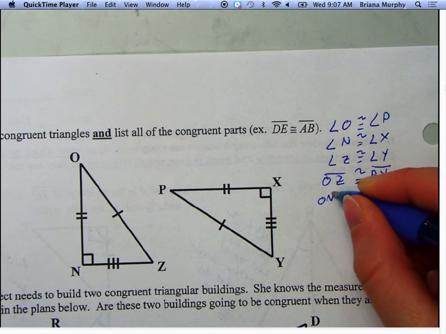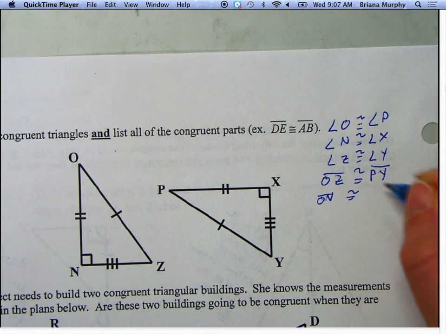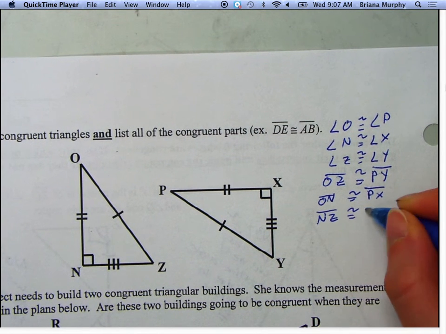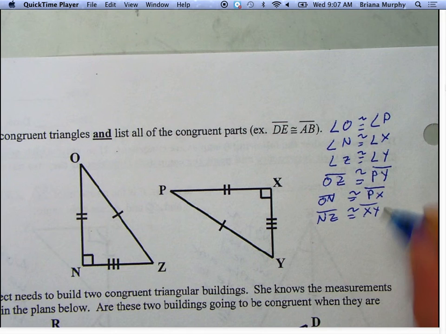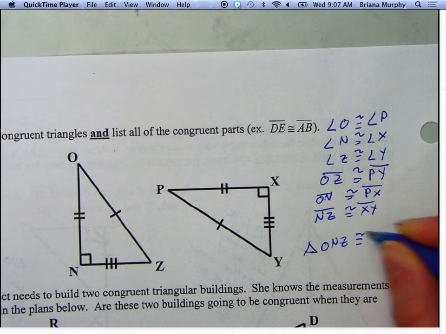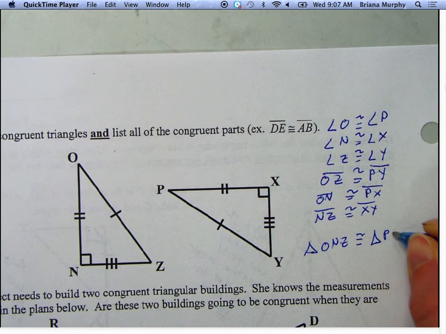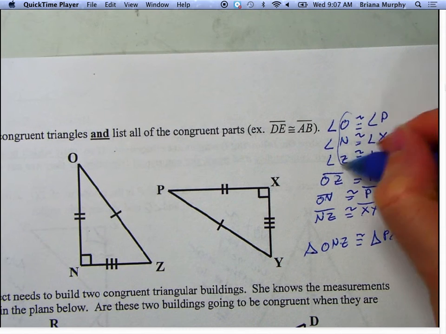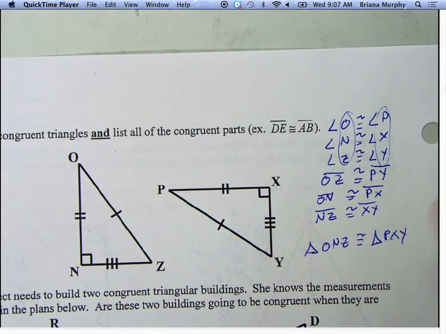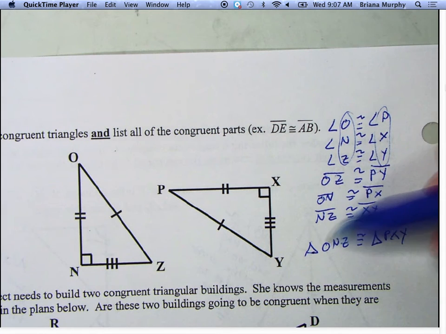ON matches side PX. NZ matches side XY. Good. And then my triangle ONZ is congruent to triangle PXY. See how I can just go straight in a line now? Because I was having all that trouble on the other side. But when I've matched up their angles, I can just list it.